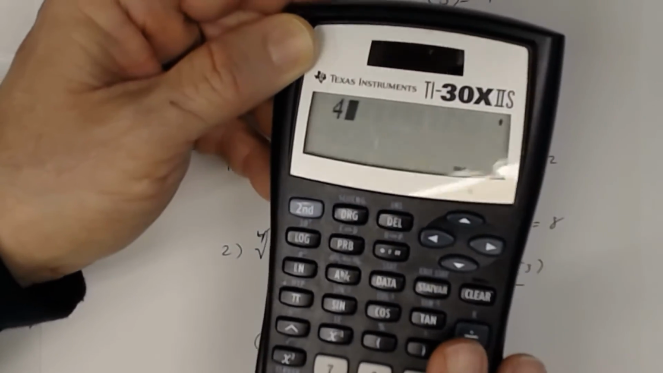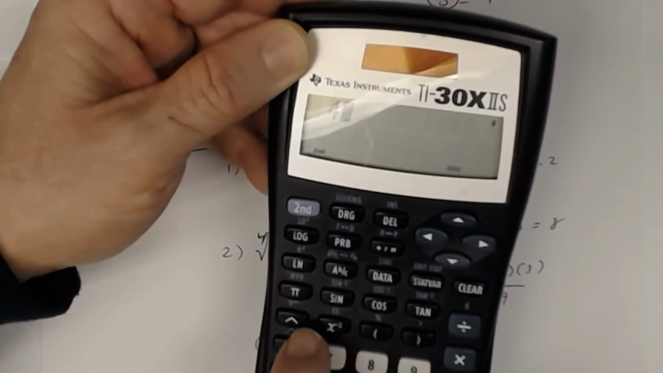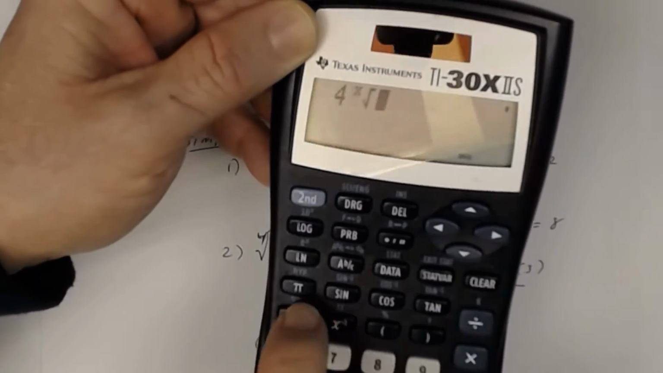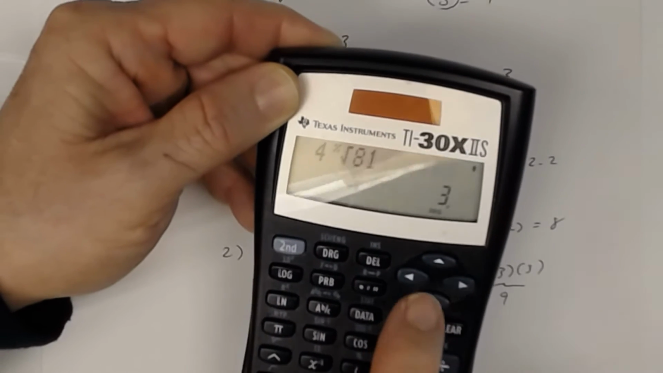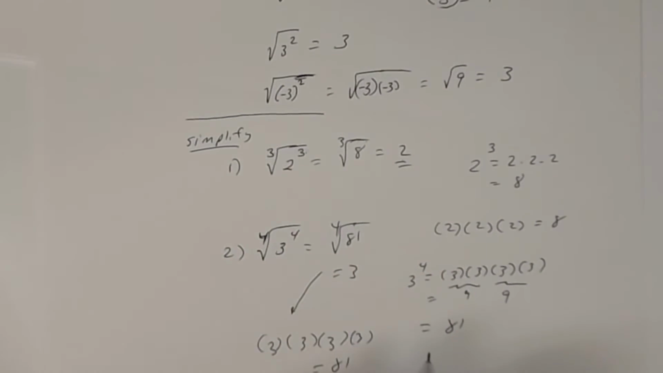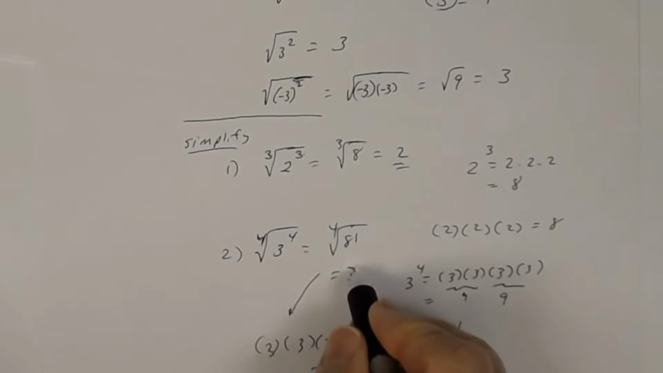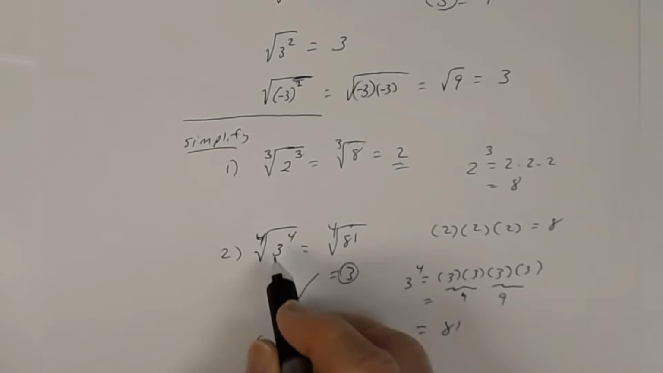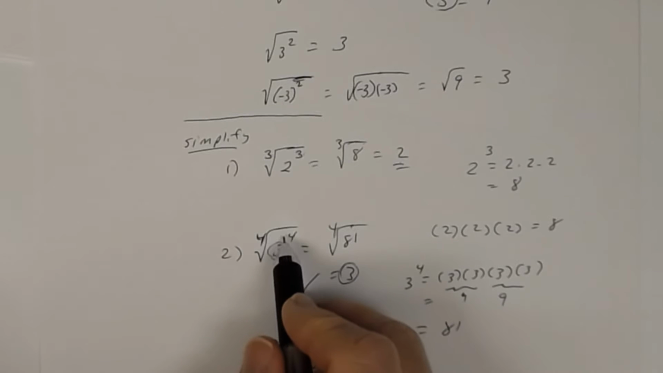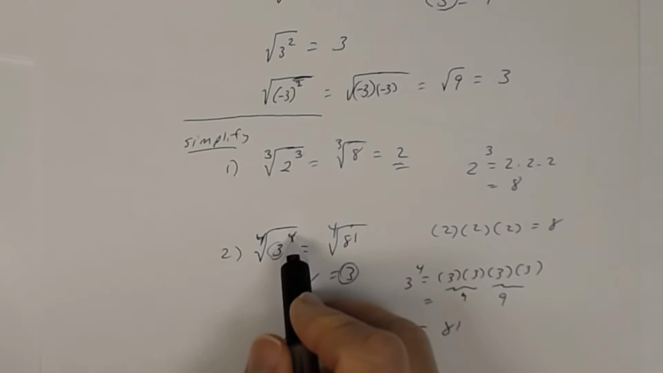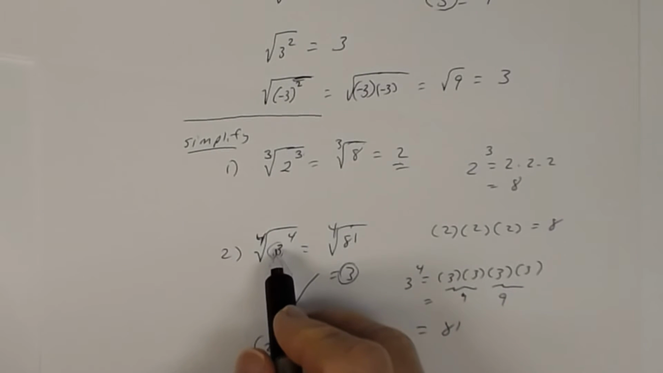You're going to say 4, and then you're going to press second, and you see it's right here. And then you put 81, and you press equal, and you get 3. So the fourth root of 81 is 3. So I want you to recognize that this number here, the answer, is your base. Whenever the index and the exponent are the same, it is the base.